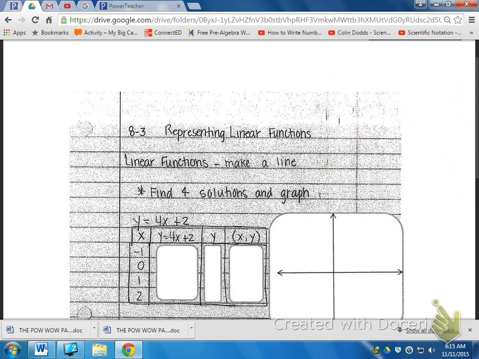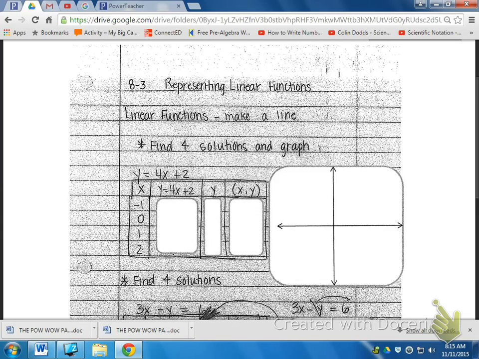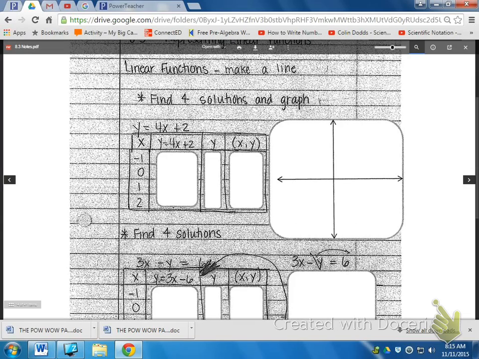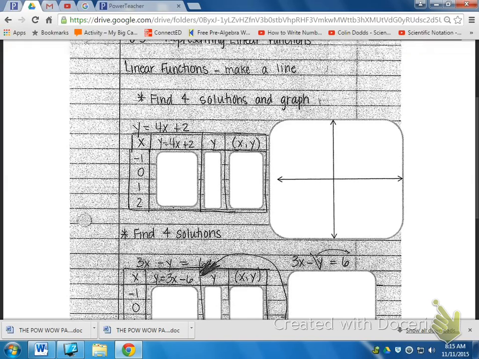And the way that we're going to do it is you're going to find 4 solutions, which the solutions are ordered pairs. And you're going to plot the ordered pair, and then you're going to graph. So we're going to do function tables that look just like this. I'm going to give you the papers that have the tables already drawn on them. You'll just have to fill them in.